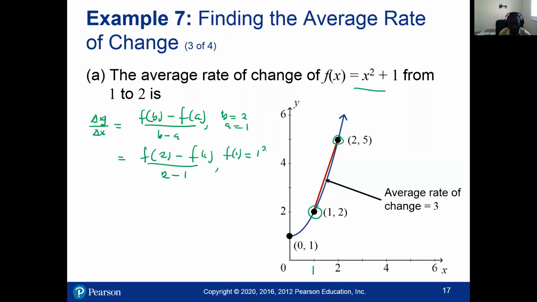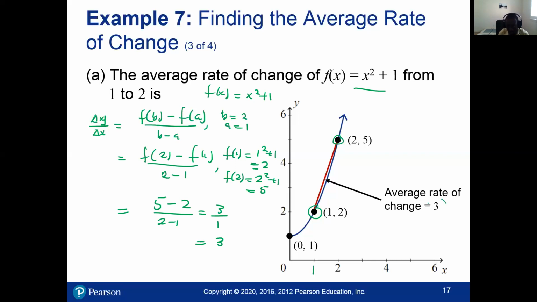So let's find f of 1. f of 1 will be 1 squared plus 1, which is 2. What is f of 2? 2 squared plus 1, which is 5. Remember my f of x is x squared plus 1. So if you complete this, it's going to be 5 minus 2 divided by 2 minus 1. This gives me 3 over 1, which is 3. So therefore, the average rate of change is equal to 3.